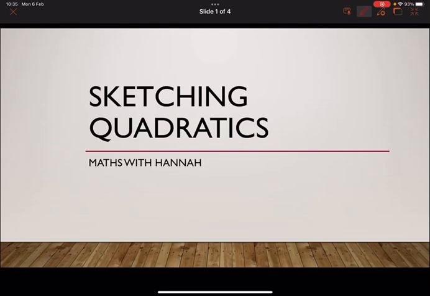So in this video, we're going to have a look at how we can sketch quadratics. Now, sketching is slightly different to plotting. When we sketch a graph, we're actually only looking at the general shape and any key features. So, for example, any intercepts with the axes.